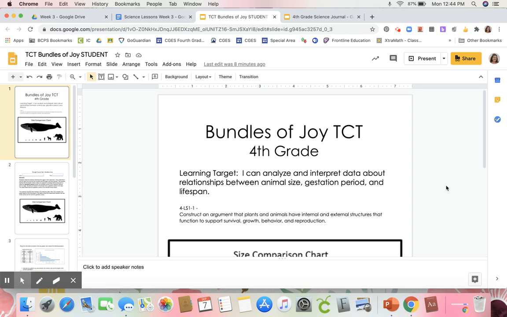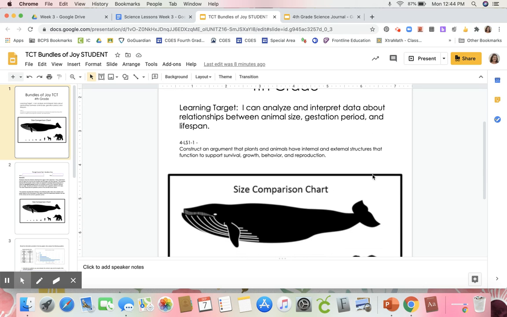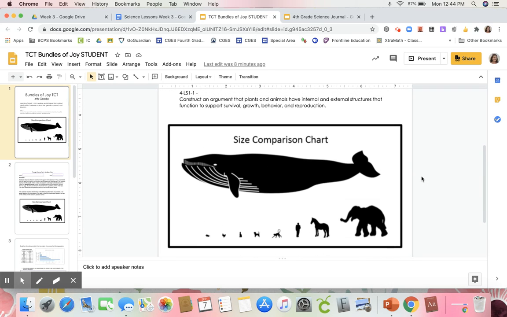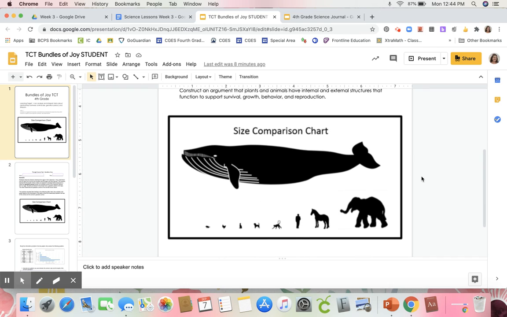So let's get started. The learning target for this particular assignment is I can analyze and interpret data about relationships between animal size, gestation period, and lifespan. So we're going to be talking about little bundles of joy of certain species and comparing that to the size of the species and then also to the lifespan, or how long do they normally last living.